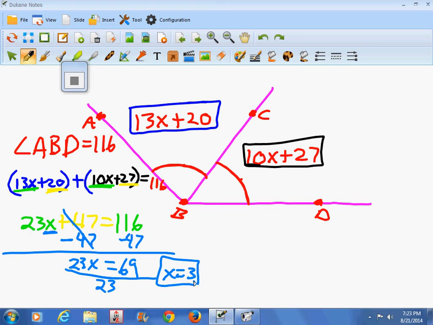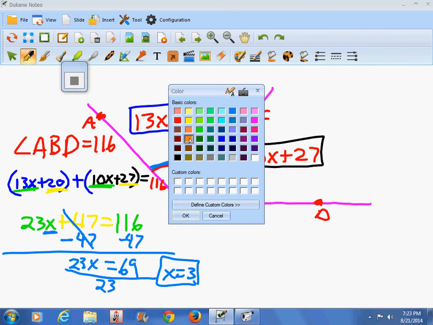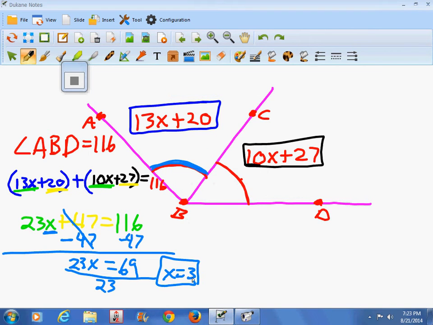Now, you have found the value of x, but you have not found the value of each individual angle. So if I want to know the value of this angle here, I have got to plug the 3 in for the x. So when I take this 3 right here, found out what that equals, I'm going to plug it in for the x right there. So now I have 13 times 3 plus 20. Now 13 times 3 is 39, plus 20 is 59. So this angle right here is 59 degrees.